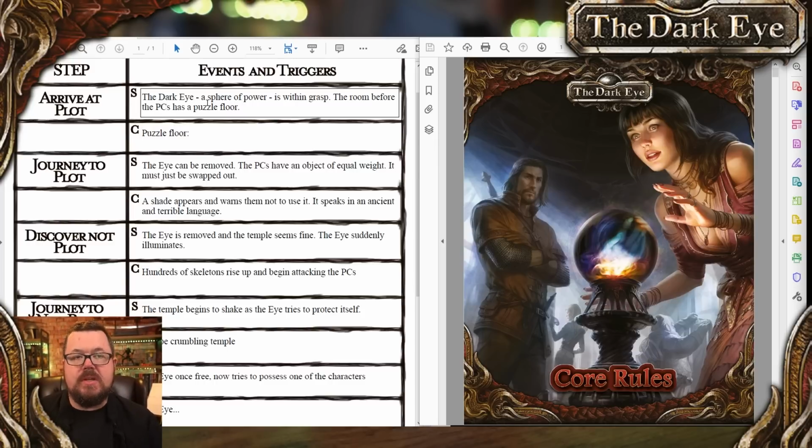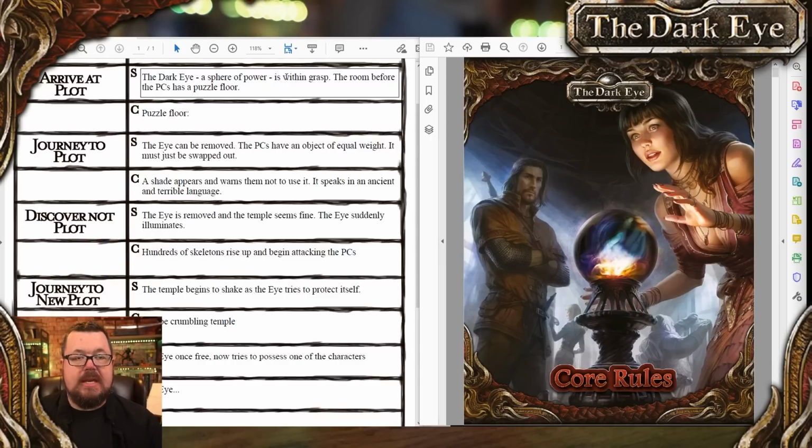So to begin with, the Dark Eye, a sphere of power, is within the grasp of the heroes. Now, there is a room before that the PCs have to cross, and that has a puzzle. So I've decided I'm going to put my PCs right into the middle of it. I've given them a brief to create heroes who would possibly be adventurers or tomb robbers or thieves, one of the three. So hopefully they're going to take that to heart, although knowing them, they're going to come up with some amazing options anyway.